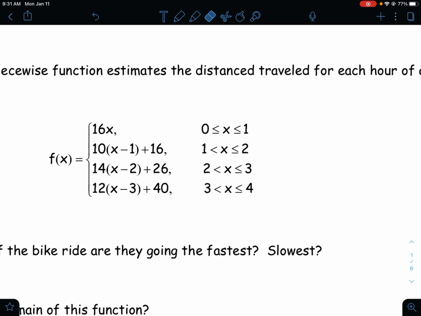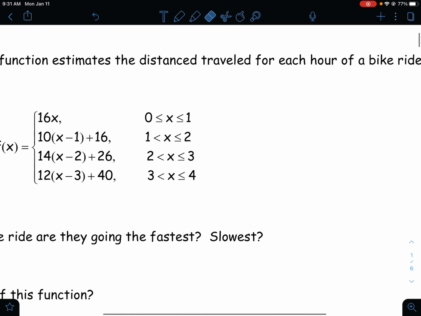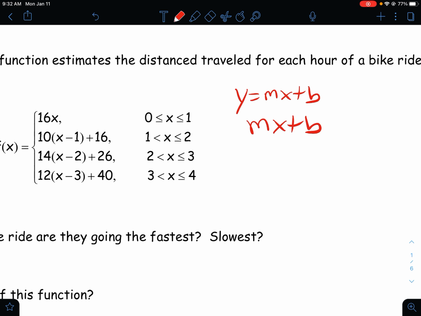All right, so one thing I want to point out, we are typically used to seeing lines in the form y equals mx plus b. These lines are all written in the form m times x minus x1 plus y1. So these are written in point slope. So just keep that in mind.